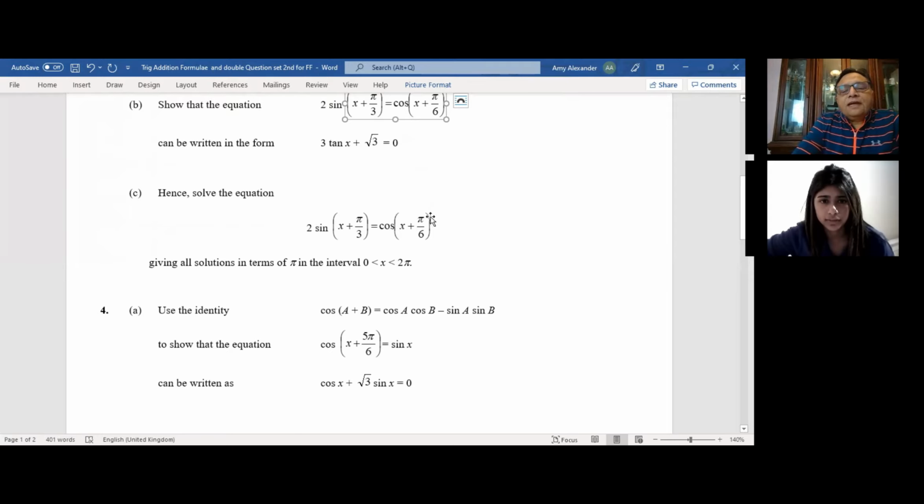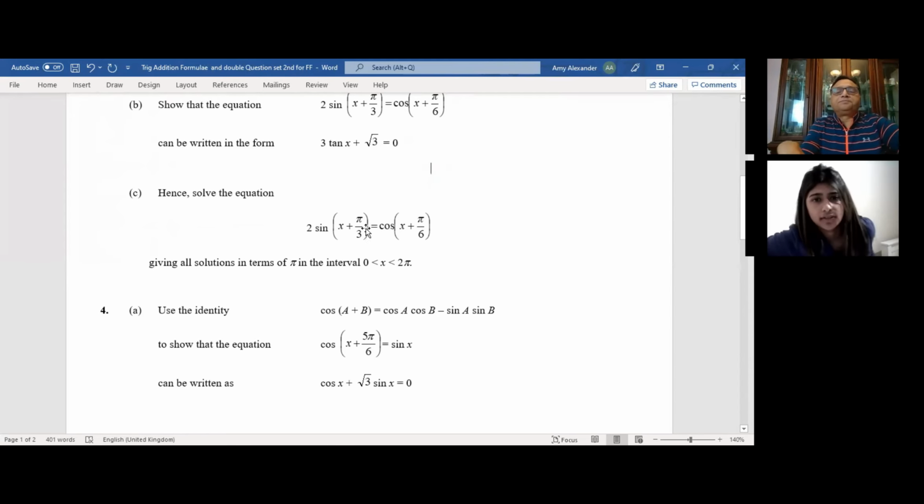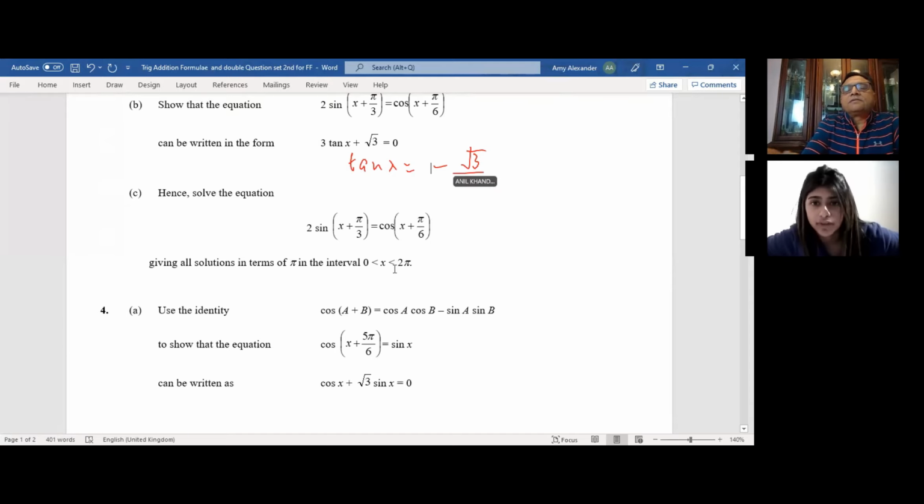Part C. Hence solve this equation: 2 sine of x plus pi by 3 equals cos of x plus pi by 6. So the answer was 3 tan x plus root 3. I just brought that down, and from here you get tan x equals minus root 3 over 3, right?